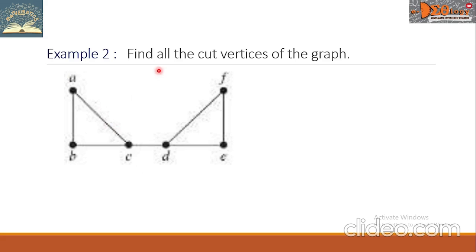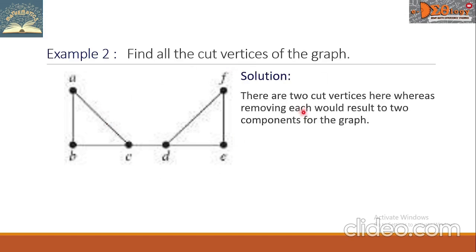Example 2. Find all the cut vertices of the graph here. There are two cut vertices here, whereas removing each would result in two components for the graph. First is the vertex C. If we remove the vertex C along with the edges connected to it, the graph becomes like this. From one component, it becomes two. So, vertex C is a cut vertex.